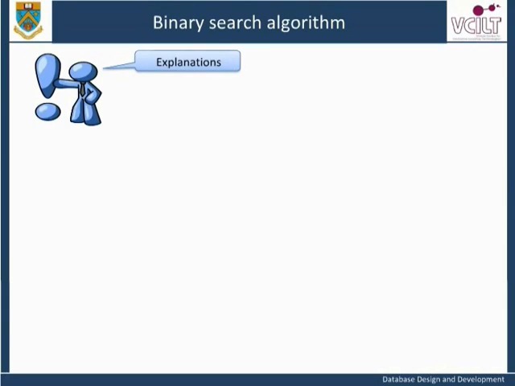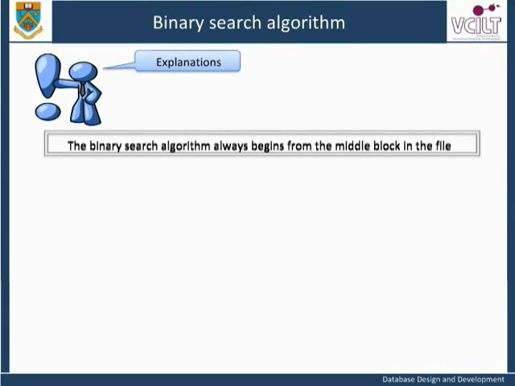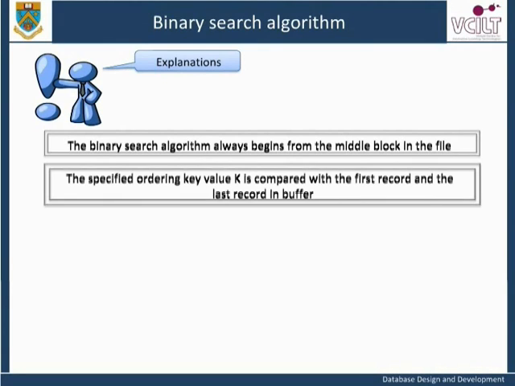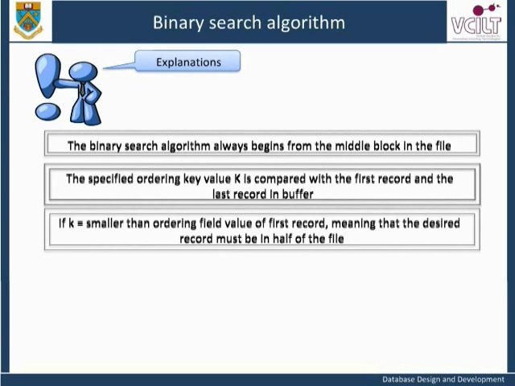Explanations. The binary search algorithm always begins from the middle block in the file. The middle block is loaded into a buffer. Then, the specified ordering key value, K, is compared with that of the first record and the last record in the buffer. If K is smaller than the ordering field value of the first record, then it means that the desired record must be in the first half of the file, if it is in the file at all.